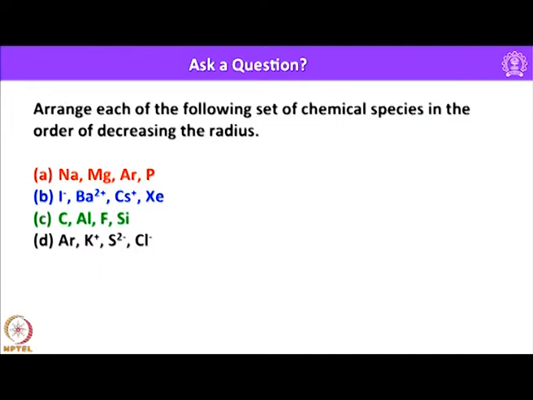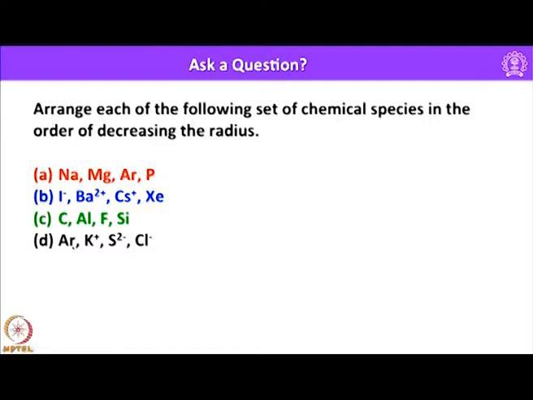So, arrange each of the following set of chemical species in the order of decreasing radius. Let us consider one row at a time. In the first set, we have sodium, magnesium, argon and phosphorus. In the second one, we have iodide, Ba2 plus, Cs plus and xenon.